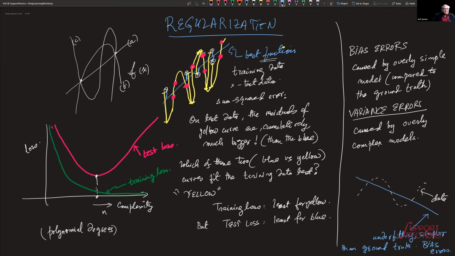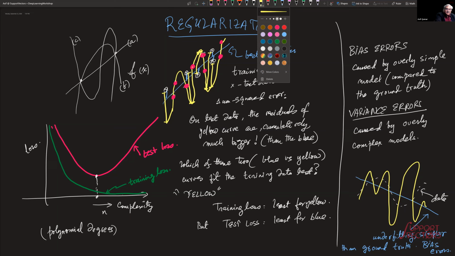On the other hand, if you take a model that goes like this, then this model suffers from high variance. It is overly complex. It overfits, right? It is more complex than the ground truth.